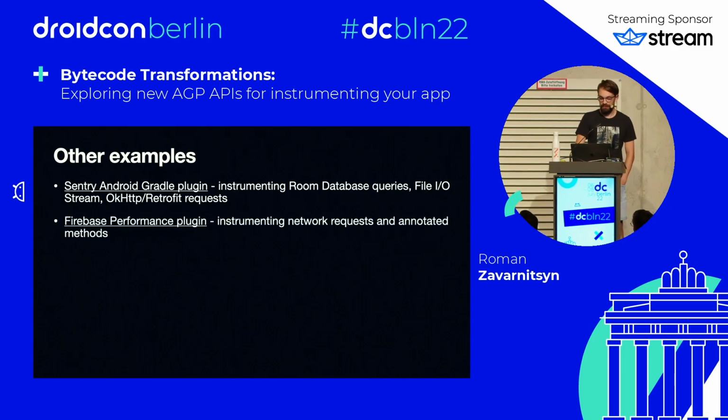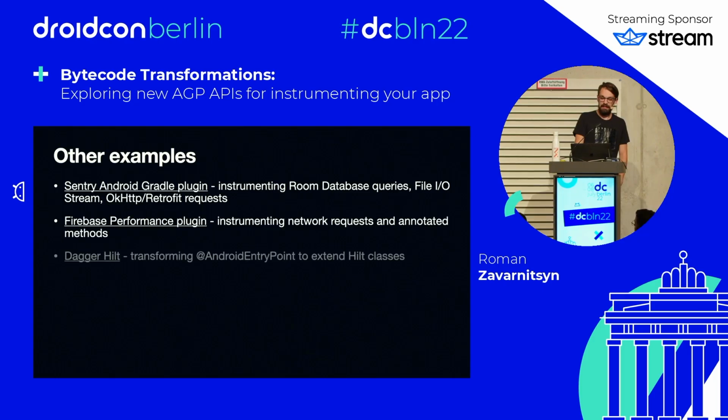Another user of this API is the Firebase Performance plugin. Unfortunately, it's closed source. But if you're using decompilers like me, you can see their sources. They are using it for instrumenting network requests and annotated methods. Dagger Hilt also uses this API to transform Android entry points to extend Hilt classes. And your plugin also can be here.